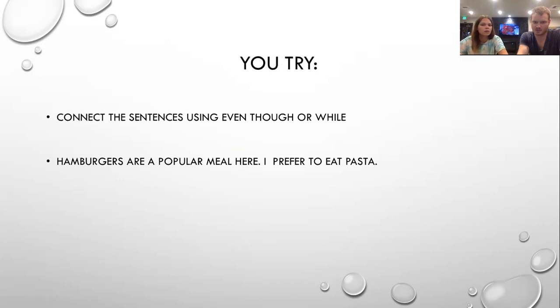Hamburgers are a popular meal here, but I prefer to eat pasta. Oh, so here we actually have to use even though or while. Hamburgers are a popular meal here, even though I prefer to eat pasta. So that's good, though we might start with even though. So we would say, even though hamburgers are a popular meal here, I prefer to eat pasta. We usually put even though at the beginning of the sentence.